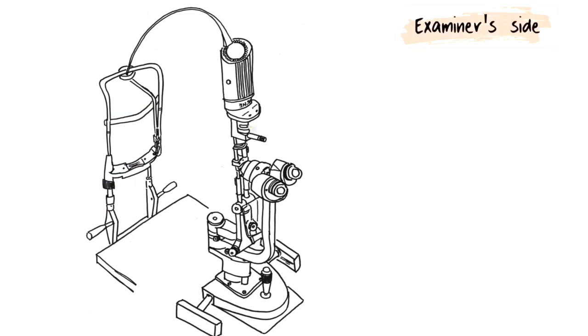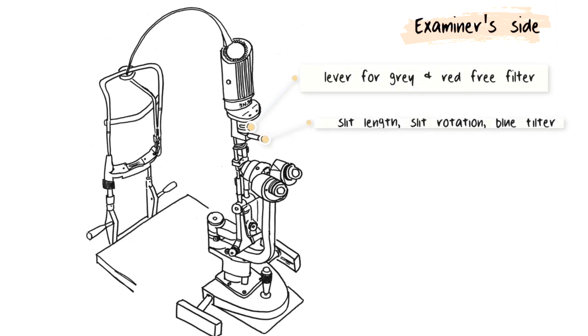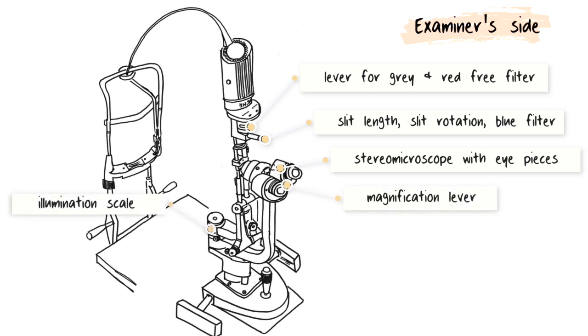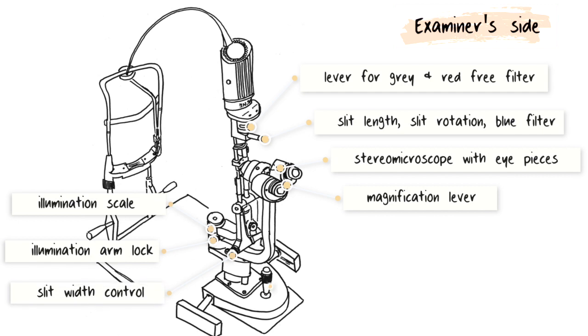On the examiner's side we have the lever for grey and red free filter, slit length, slit rotation, blue filter and fixation star control, stereo microscope with eyepieces, magnification lever, illumination unit and microscope angle scale, an illumination arm locking screw, slit width controls, joystick control lever.